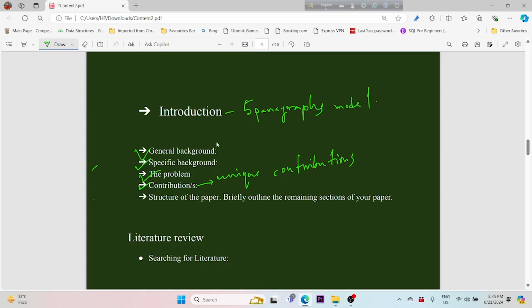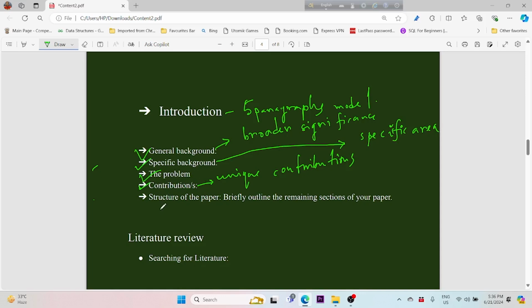So let's give some one-word explanation. This is the broader significance, and this will be the specific area, and the problem.